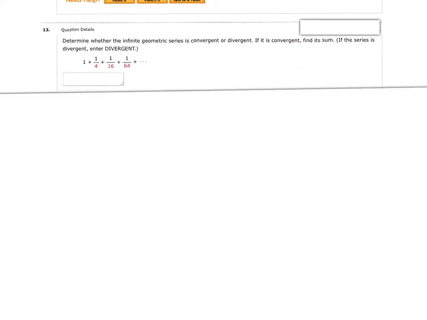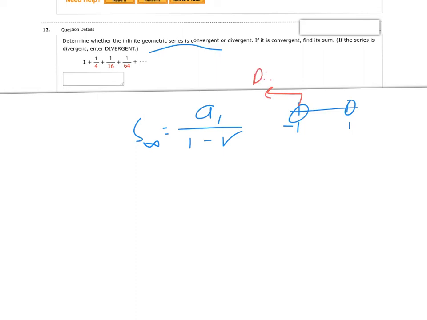All right, next up here, we want to find the infinite geometric sum. Awesome. So our formula here is a1 over 1 minus r for the infinite sum. But remember that this only works if r is between -1 and 1. If it's not between -1 and 1, it is what we call divergent, and we cannot find the sum. There is no sum. So let's check this one out.